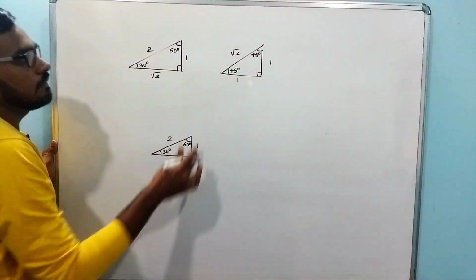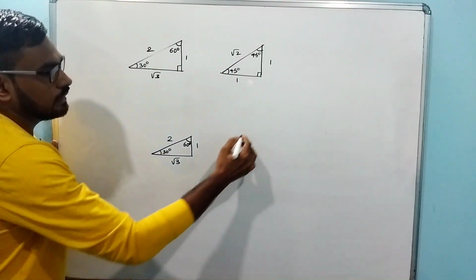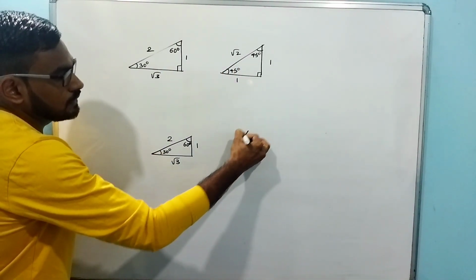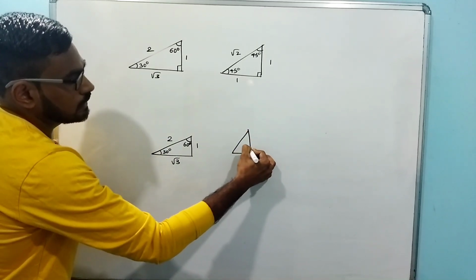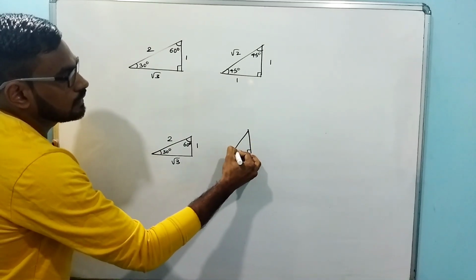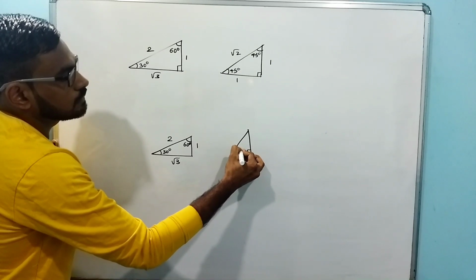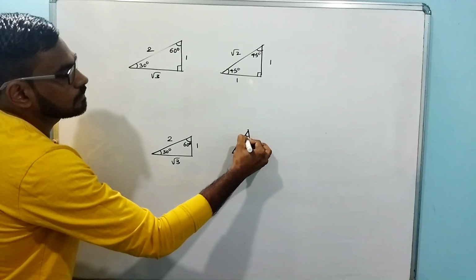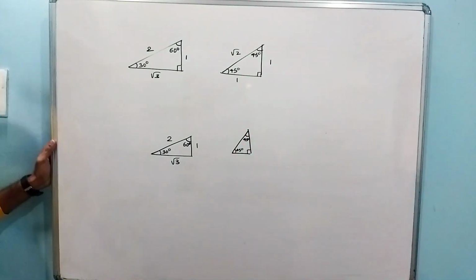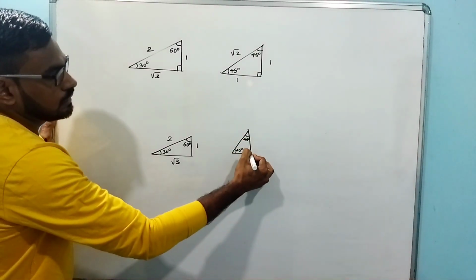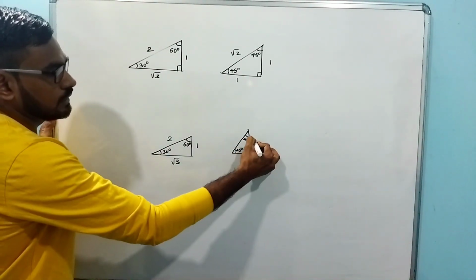Next we have the 45, 45, 90 triangle. So that you can imagine like this. For example, see, this is 45, this is 45. Just imagine there is one thief here and there is one police here.